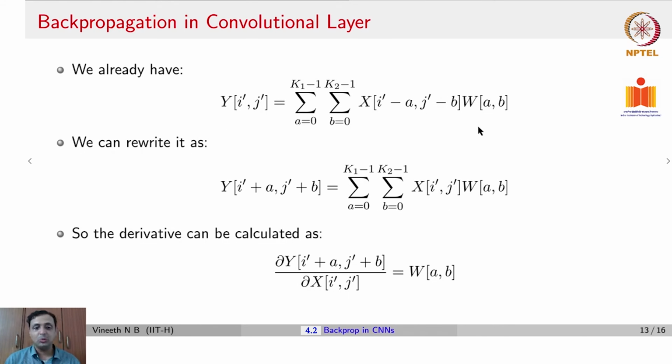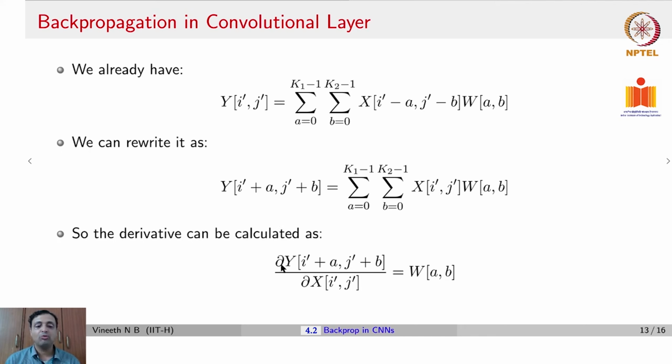From the definition of convolution, once again, we have Y at (i', j') given by this equation. This once again comes from the basic definition of convolution. So if this was the definition of Y at (i', j'), then the definition of Y at (i' + a, j' + b), which is going to be another pixel location, will be obtained by replacing i' by i' + a, and j' by j' + b. So i' + a - a becomes i', j' + b - b becomes j', and W_ab stays as it is.